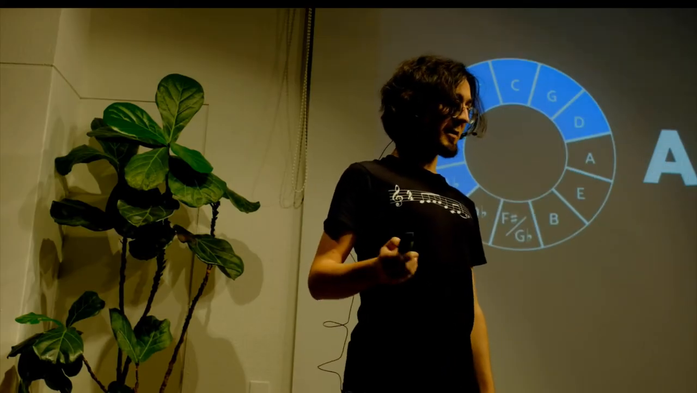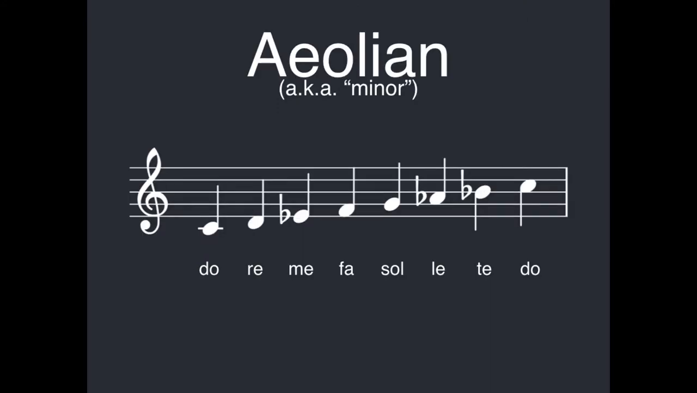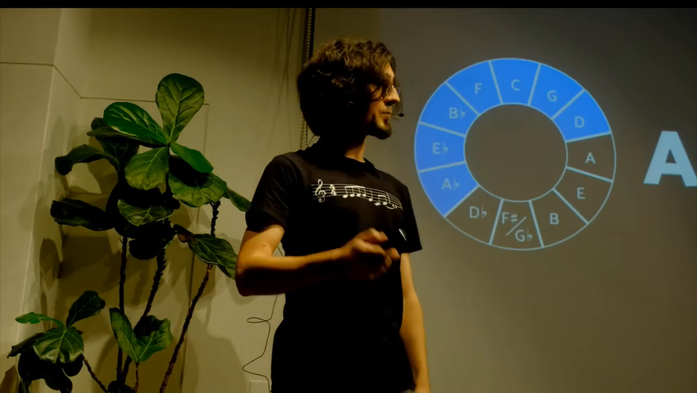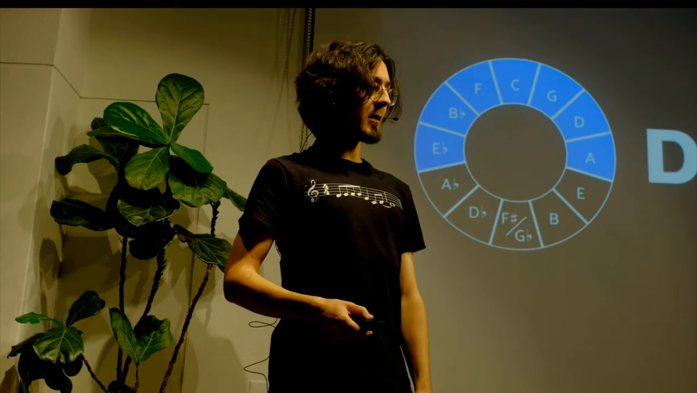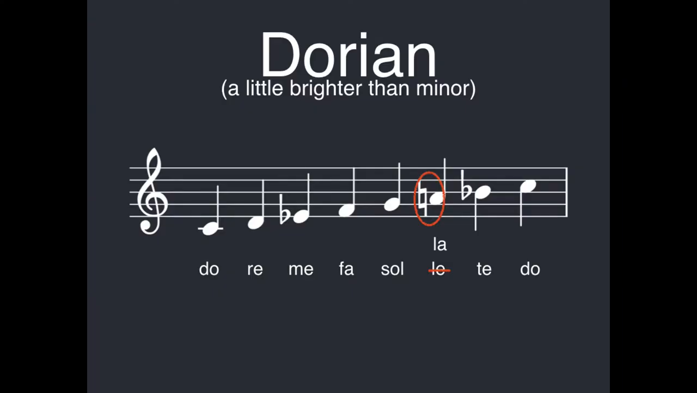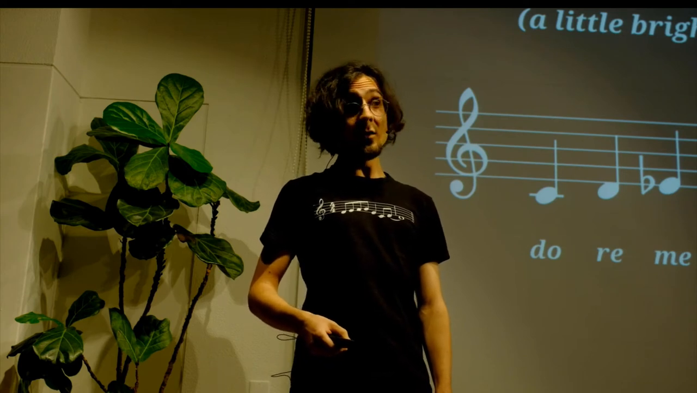So like last time, I want to start in the middle. I'm going to start with Aeolian because this is just another name for plain old minor. You know how it sounds. We'll compare the other scales to Aeolian, though. If we turn the wheel clockwise, we go a little bit brighter, and we get a new mode called Dorian. Dorian has a raised sixth in it compared to Aeolian. Sounds like this. Do, re, me, fa, sol, la, te, do.